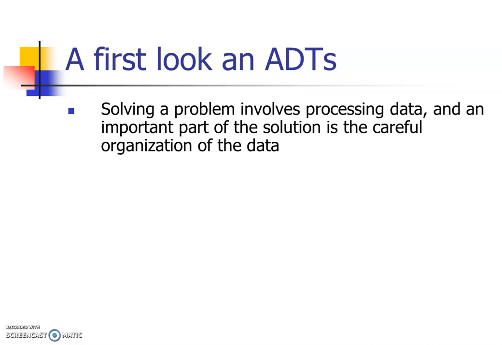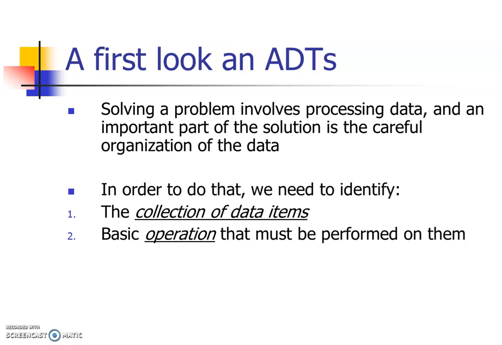This is basically in the title of our textbook, and we need to understand the concept and the meaning of abstract. So to solve a problem, it involves data. How do we deal with the data? And basically this is the main thing about the data structure class. So in order to do that, we need to identify the following two things.